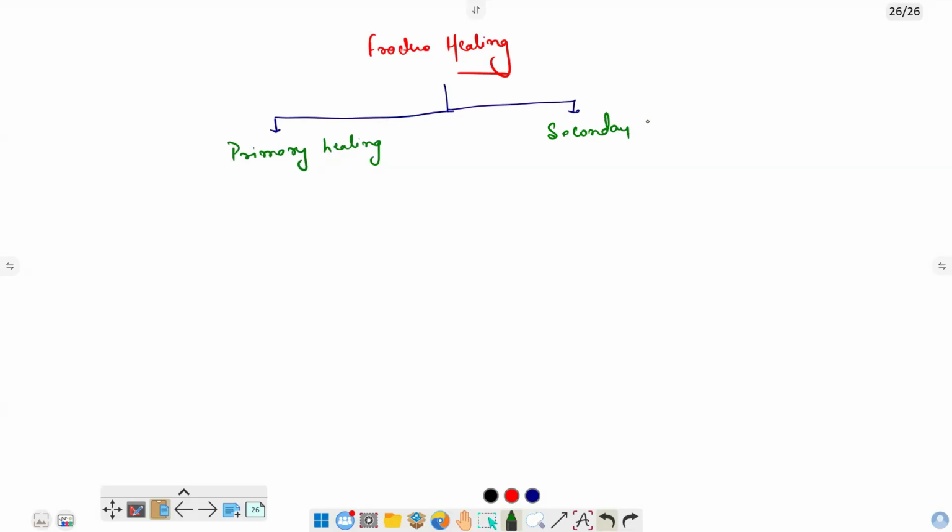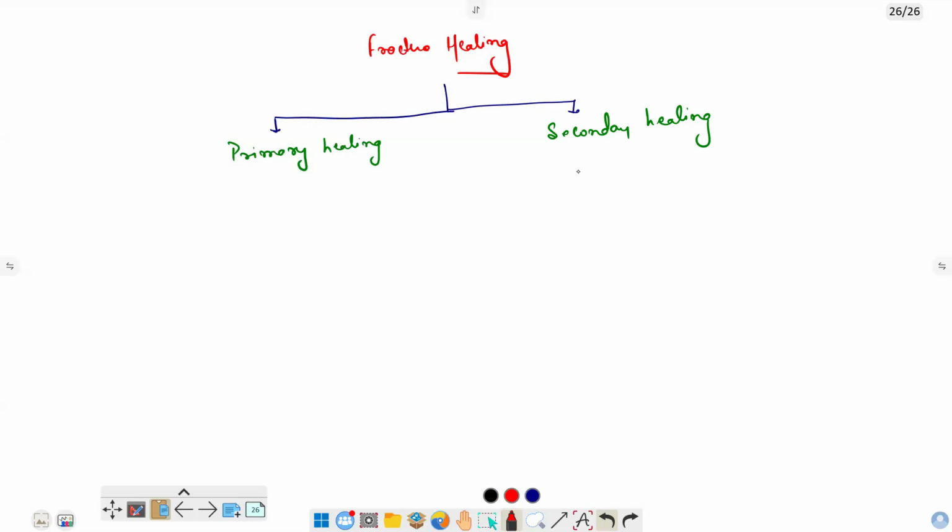Now, both processes are basically different, and in both conditions there are different steps of formation. Whenever we discuss fracture healing, we discuss four major stages: the stage of hematoma, then fibrocartilaginous callus formation, then bony callus formation, and at last the bone remodeling phase. These four phases are important for fracture healing. But in primary and secondary healing, what's the basic difference? All four phases I have just named are part of secondary healing. These are not part of the primary healing.